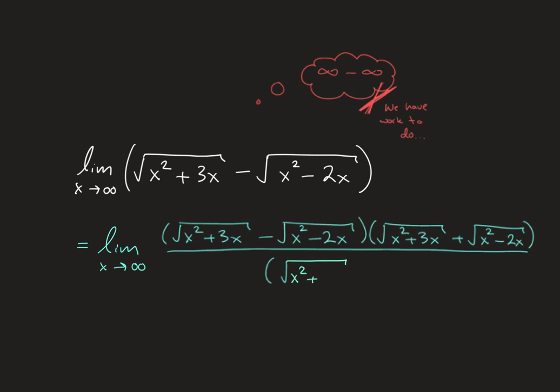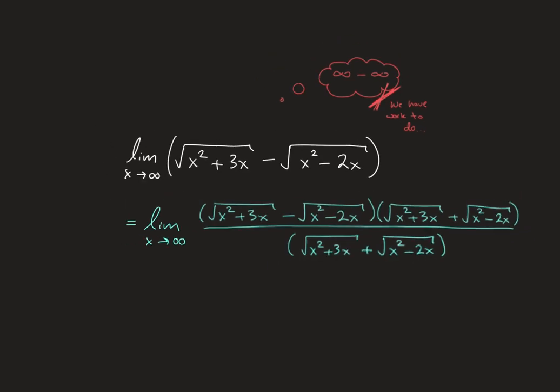x squared plus 3x plus the square root of x squared minus 2x. All right, so why was that helpful? Well, I think the numerator is a nice difference of squares. This is the limit as x approaches infinity of something squared minus something else squared.